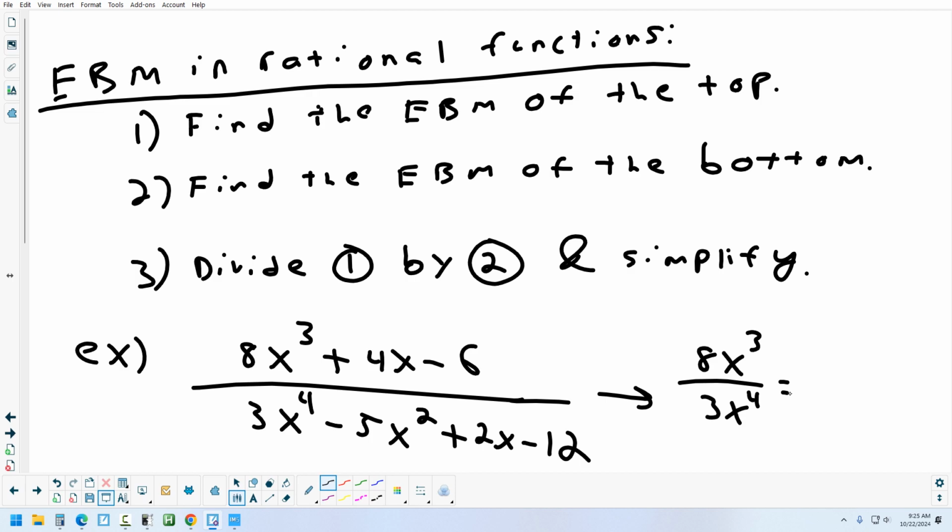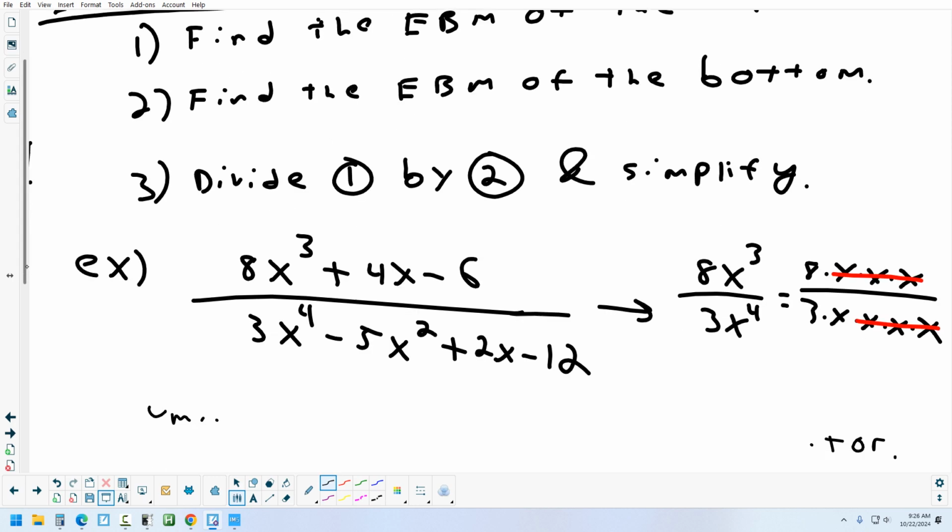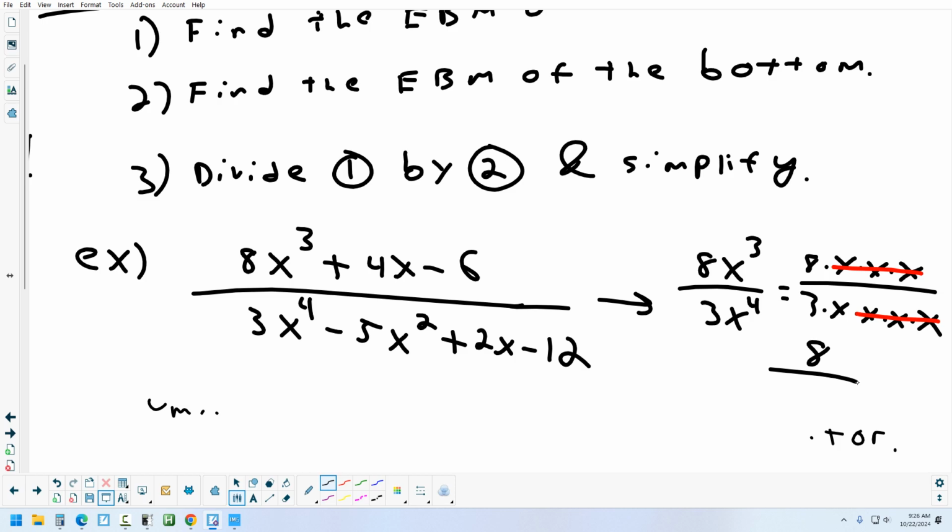If you're not sure how to, it might be easier to think of it like this. 8 times x times x times x, over 3 times x times x times x. How many x's can I cancel from the top and the bottom at the same time? 3. I can cancel 3. What does that leave me with in the top? 8 divided by 3. Leaves me with 8 in the top. And what does it leave me with in the bottom? 3x. That is the EBM for that problem. So that's how you find the EBM of a rational function.